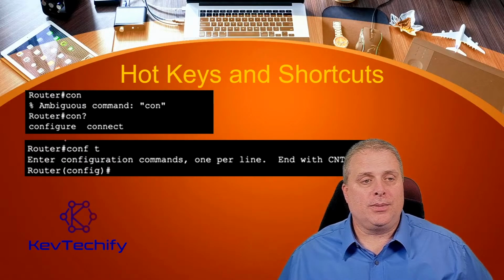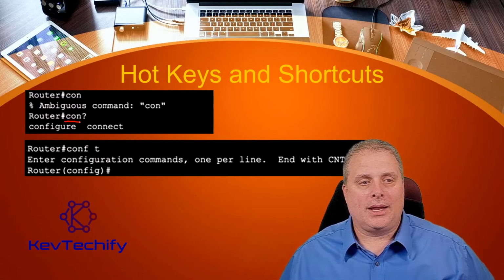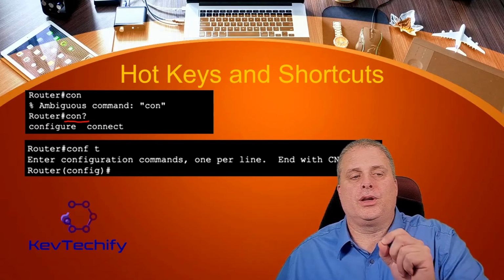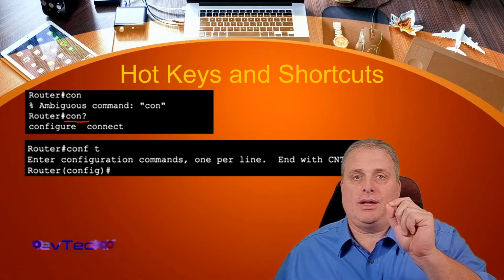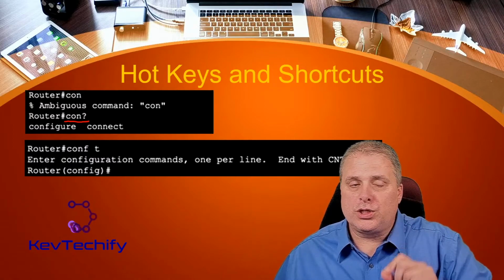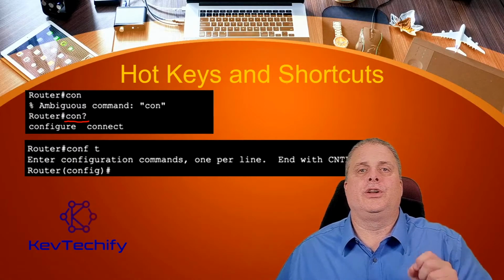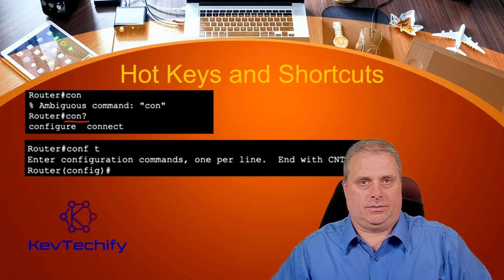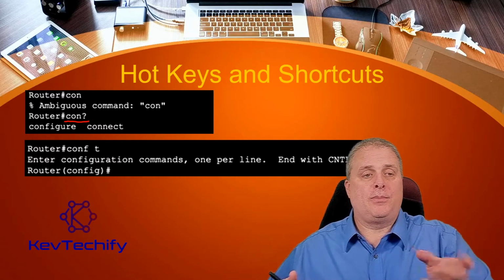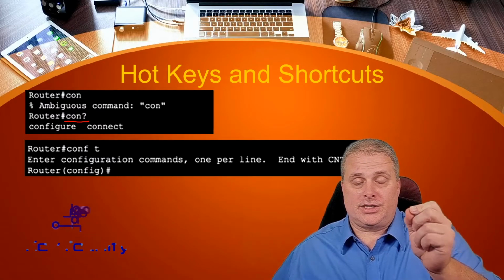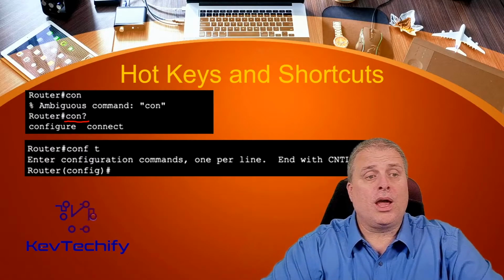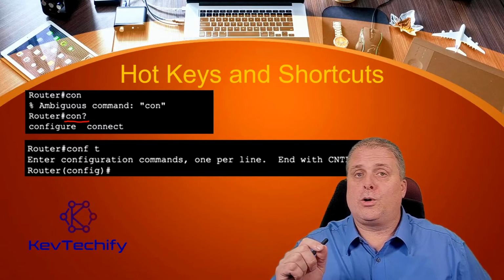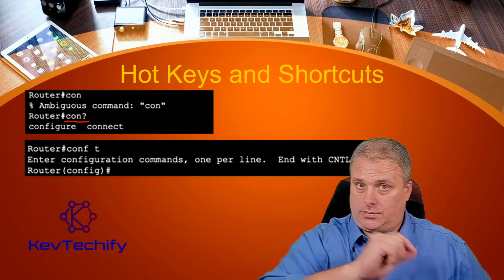In this first example, we are typing in a command, but there is no space in it. We typed in CON, and then a question mark, with no space in between. What the operating system is going to do is reply back with what words match this. So in privileged exec mode, I type in CON question mark, and it replies with the words configure or connect. Those are the two words that start with CON that the operating system is expecting.